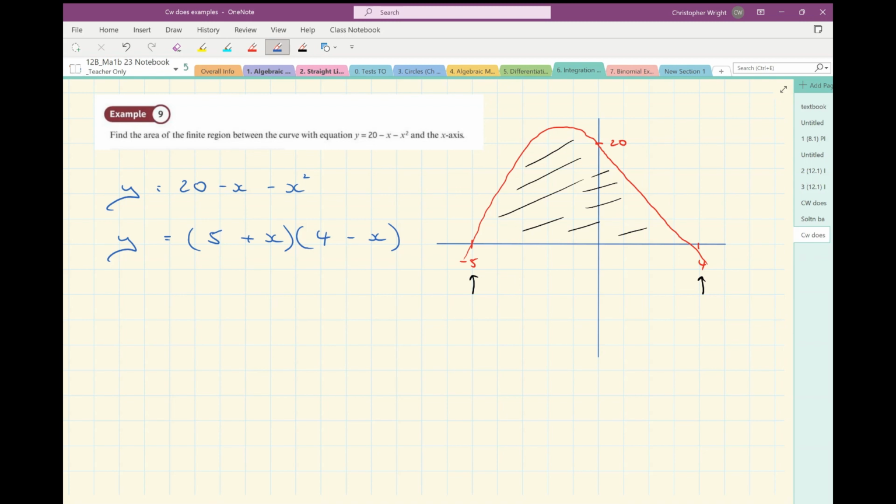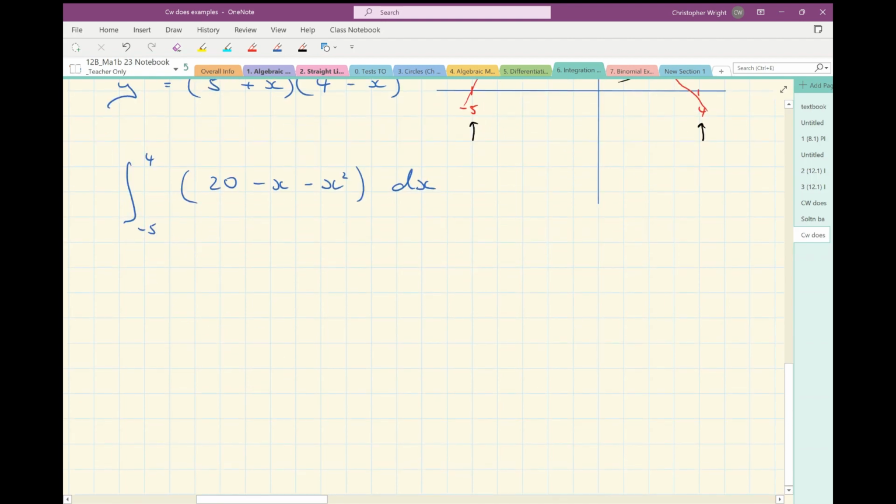So we're going to need to evaluate the definite integral between minus 5 and 4, and our equation is this one. Okay, so that's what we're being asked to do, so let's get on and do it. I'm going to integrate the expression here. It's going to give me 20x minus, remember there's a 1 there, 1 divided by the new power, x squared, minus 1 divided by the new power, and x to the new power. And I'm going to evaluate that between minus 5 and 4.